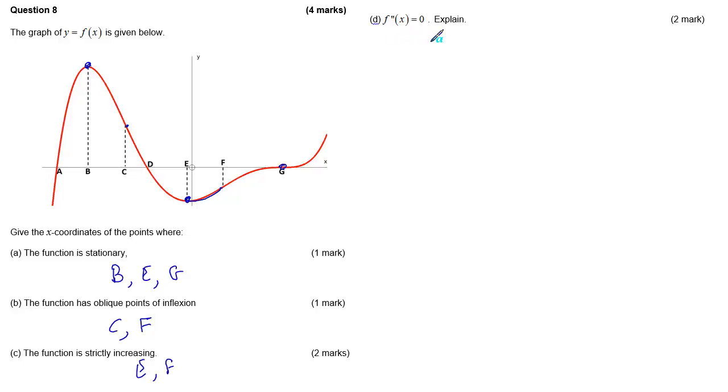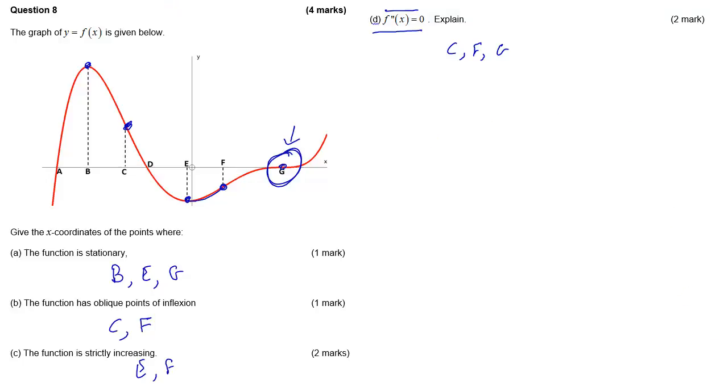F double dashed x is 0, so that must happen at the oblique points of inflection, so C and F. And also F double dashed is always 0 at a horizontal point of inflection. There's a slight confusion there. F double dashed x will be 0 at this point, but F double dashed x being equal to 0 doesn't say necessarily that this is a point of inflection. It could be a minimum or a maximum, but the fact we know it's a point of inflection tells us that F double dashed x will be 0.